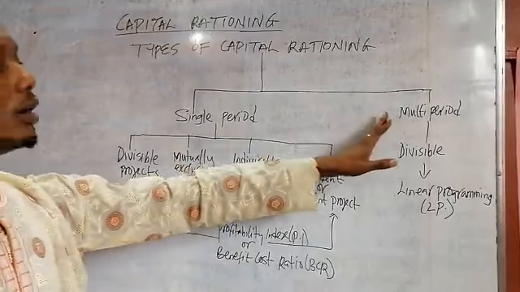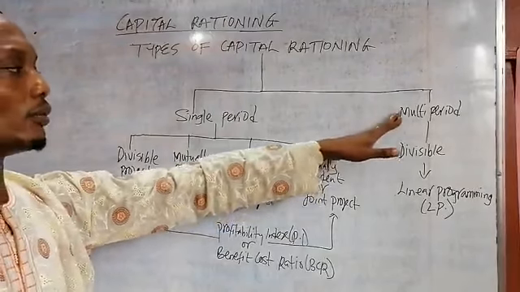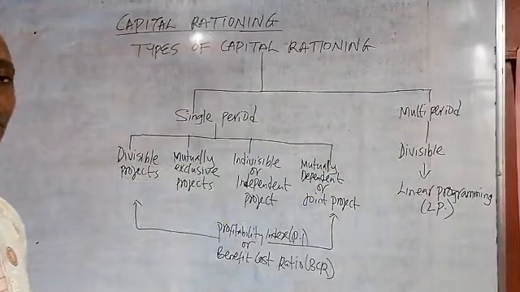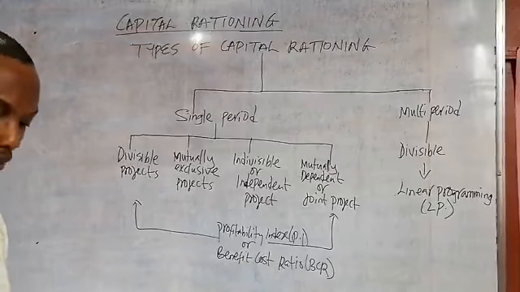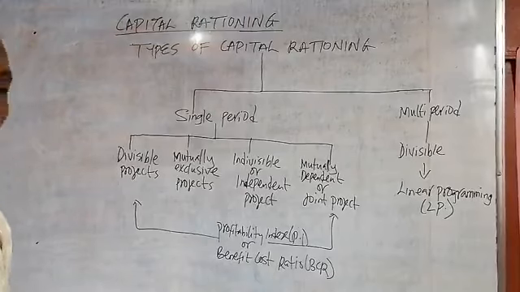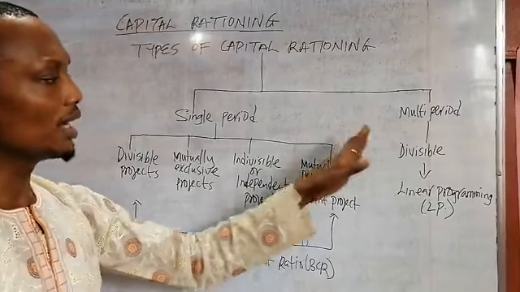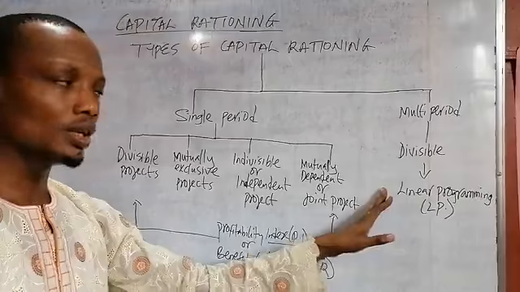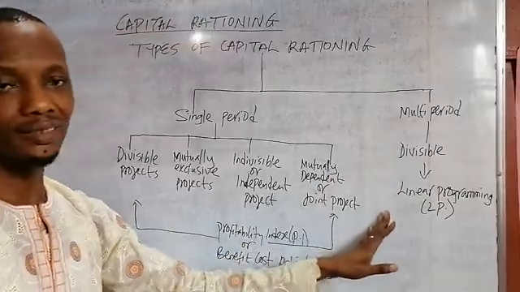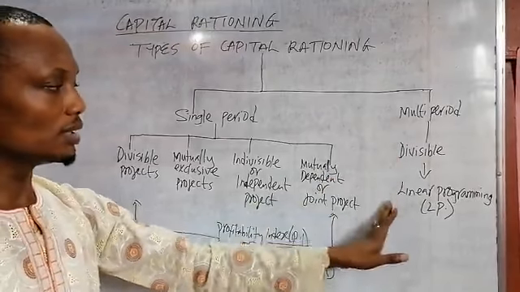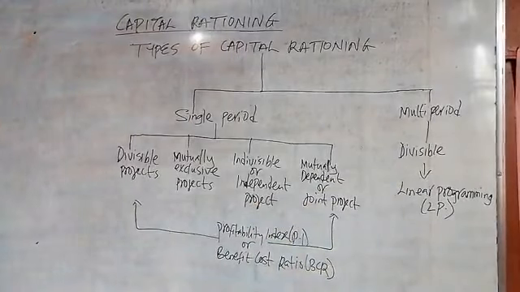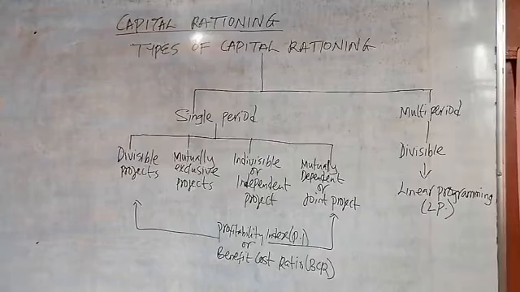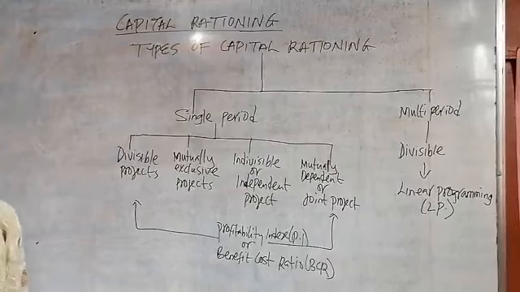So this will lead us to formulating a lot of constraints: a constraint for year one, for the first period, for the second period, as the case may be. From there, we are going to formulate our objective function and our constraints. Then we can use linear programming to solve questions under multi-period capital rationing.